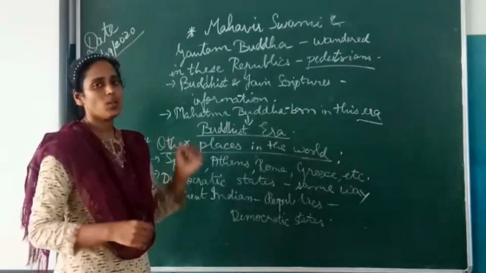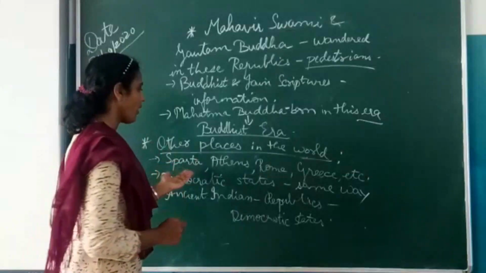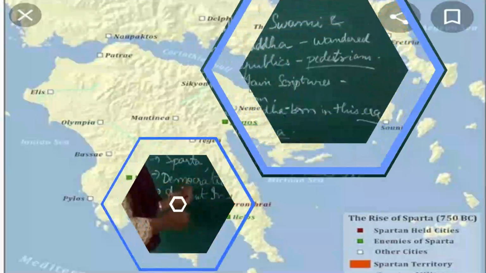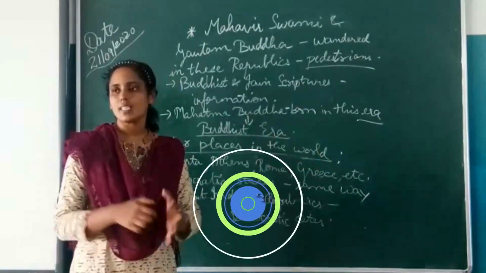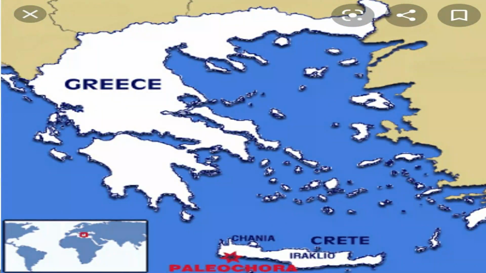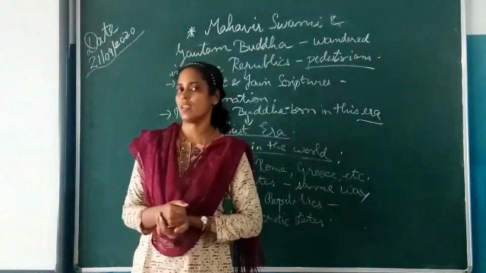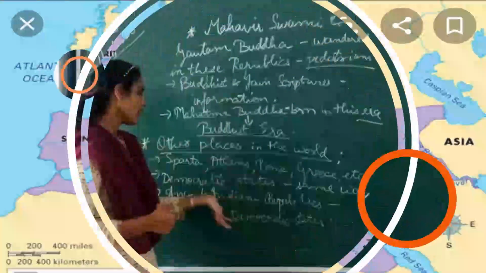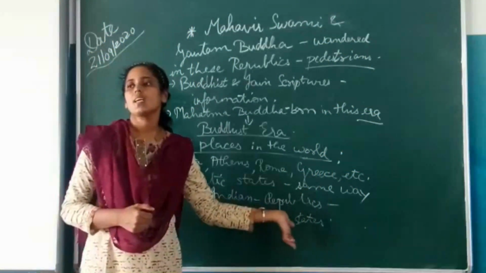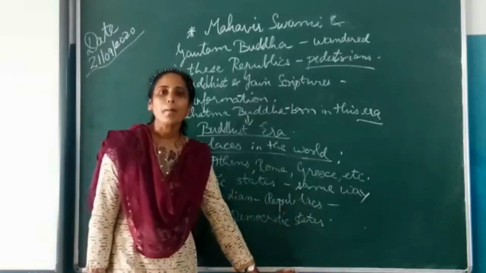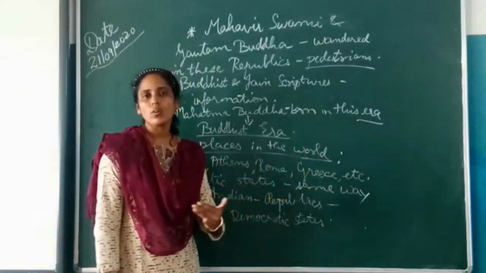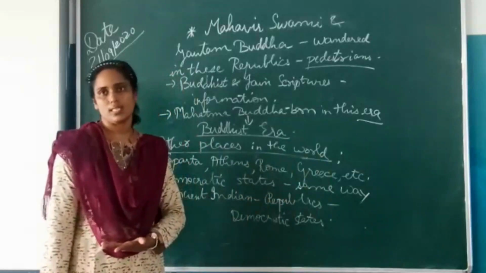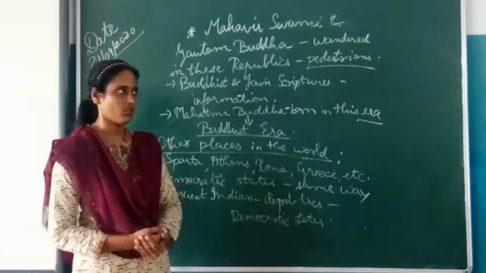Now, other places in the world, for example Sparta, Athens, Rome, Greece, etc., are also described as democratic states because they follow democracy. In the same way, the republics of ancient India which we saw now can also be represented as democratic states. Why? Because the policies and rules which they followed are almost the same as the democracy which we still follow in our country.